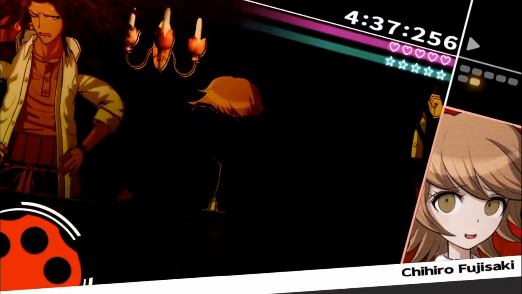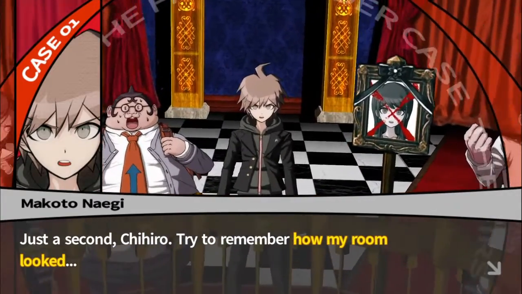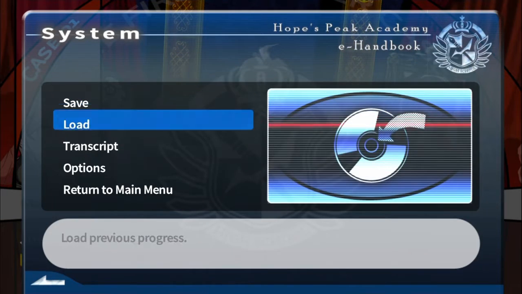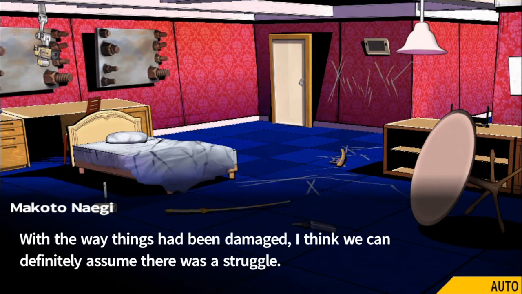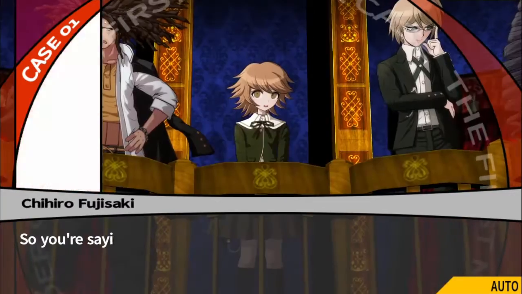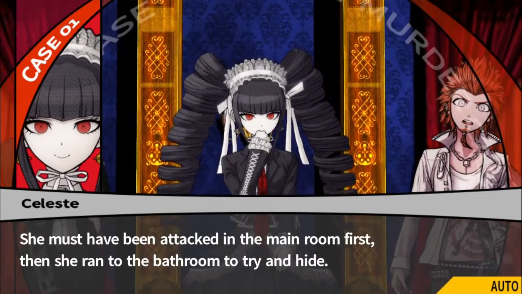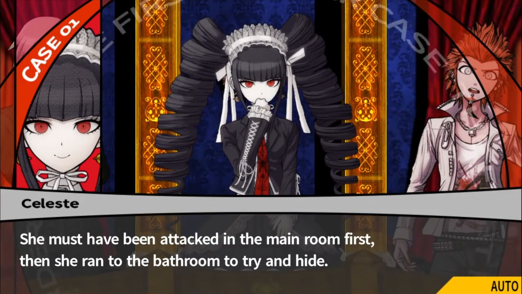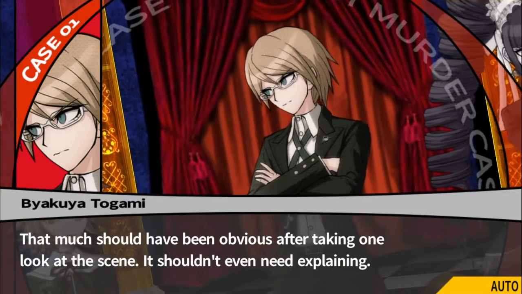No, that's wrong! Just a second, Chihiro. Try to remember how my room looked. With the way things had been damaged, I think we can definitely assume there was a struggle. A struggle? Between who and who? Between Sayaka and the killer, of course. So you're saying Sayaka wasn't caught by surprise in the bathroom? She must have been attacked in the main room first. Then, she ran to the bathroom to try and hide. The killer followed her in, and that's where they finished the job. That much should have been obvious after taking one look at the scene. It shouldn't even need explaining.